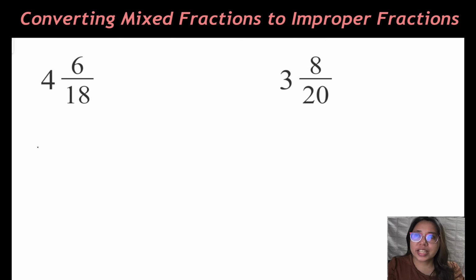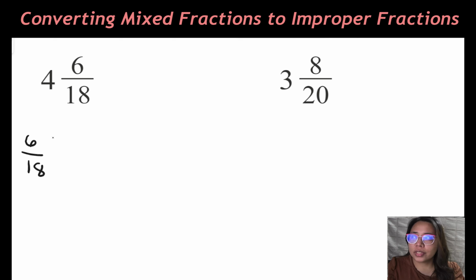So, for example, we have 4 and 6 over 18. So, in this case, i-convert muna natin yung 6 over 18 sa kanyang lowest form. Okay? So, we have 6 over 18. Lilista natin yung kanyang mga factors. And, hanapin yung GCF or the greatest common factor.